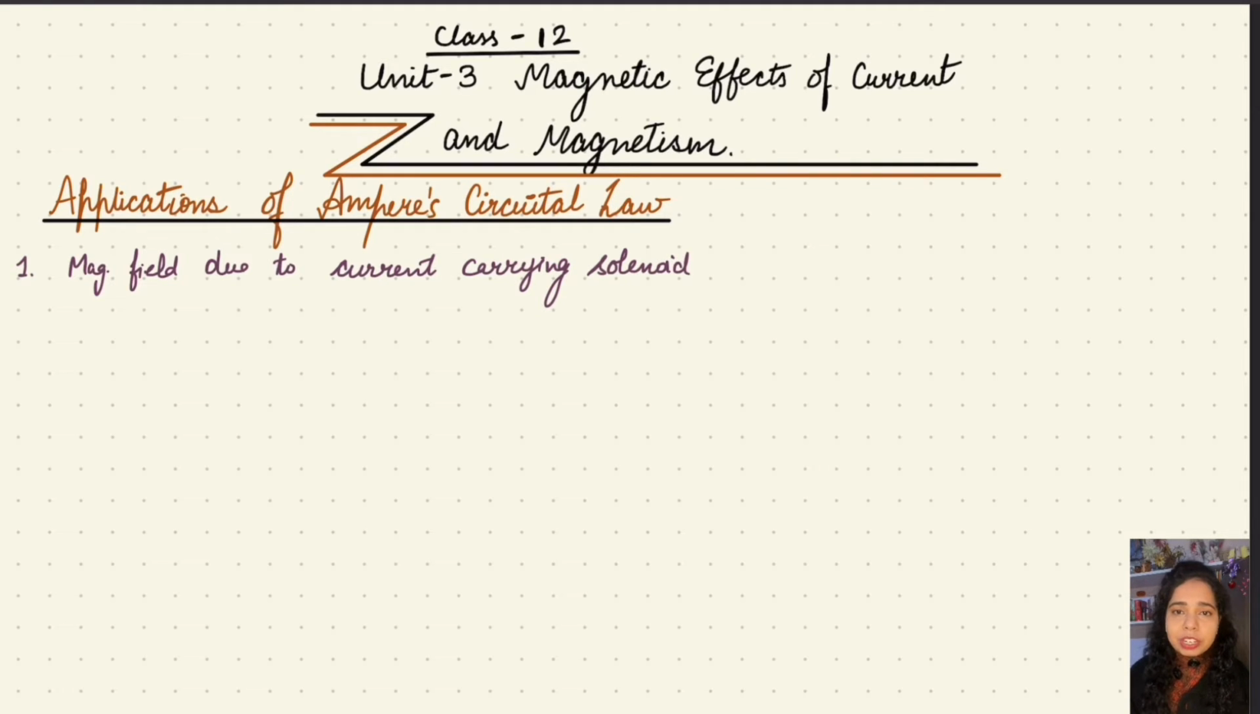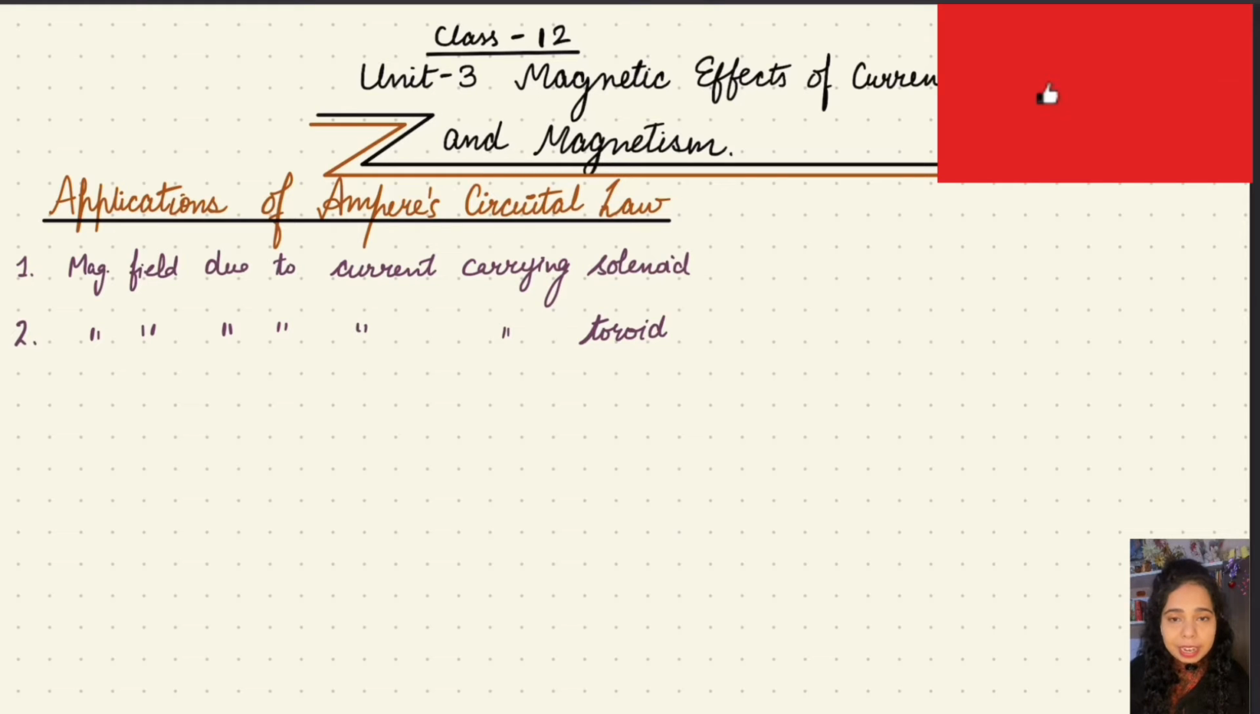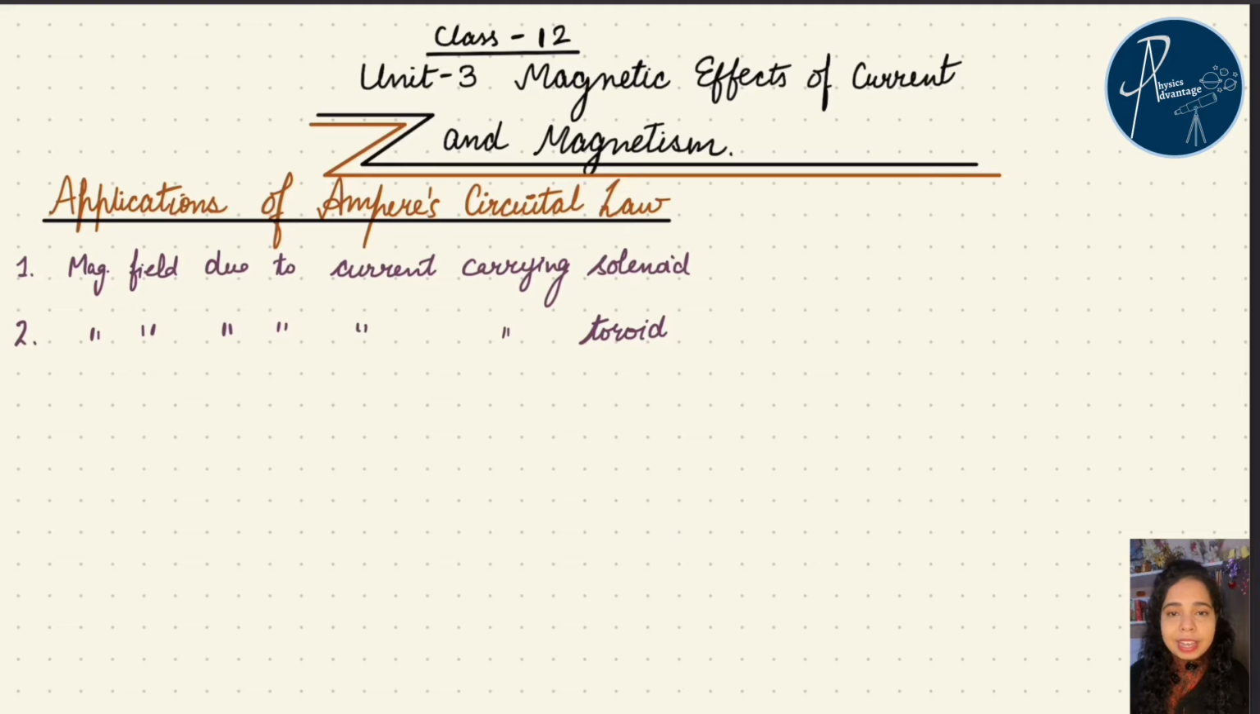And the second application is similar, and the name of the second application is to find the value of magnetic field due to a toroid. So that means we are going to use Ampere's circuital law in order to find the value of magnetic field due to a current carrying solenoid and due to a current carrying toroid.